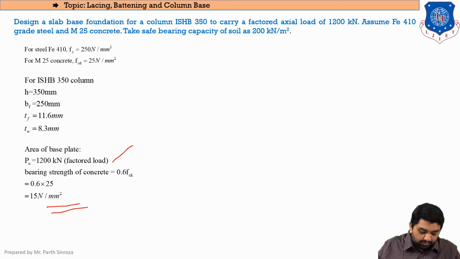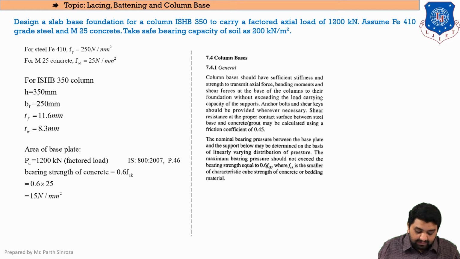The bearing strength of concrete will be 0.6 fck. Now how this value came, for that we'll be referring to our IS code, and we'll be going to page number 46. There we'll be taking clause 7.4. 7.4 is for column bases, and under that section we'll be considering 7.4.1. Here you can see it is mentioned that the maximum bearing pressure should not exceed the bearing strength equal to 0.6 fck. So the bearing strength for concrete will always be taken as 0.6 fck.